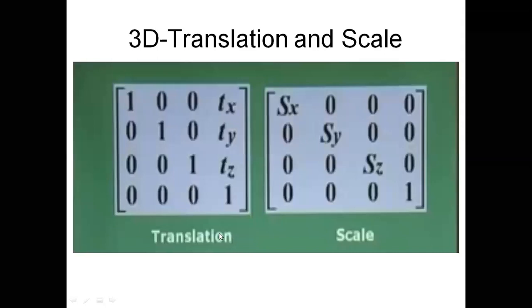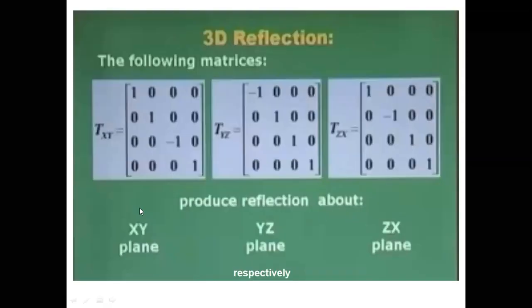Simply this is the translation matrix in 4 into 4 order. You can easily write the scaling matrix. If I try to do the 3D reflection, this is also very easy to do.